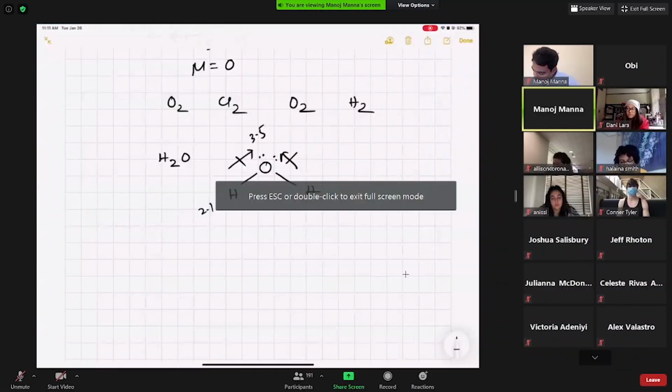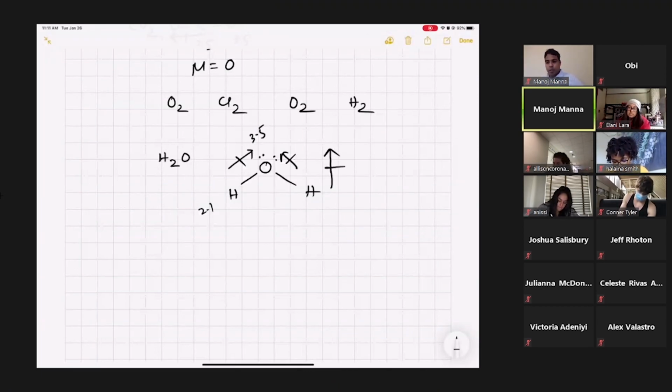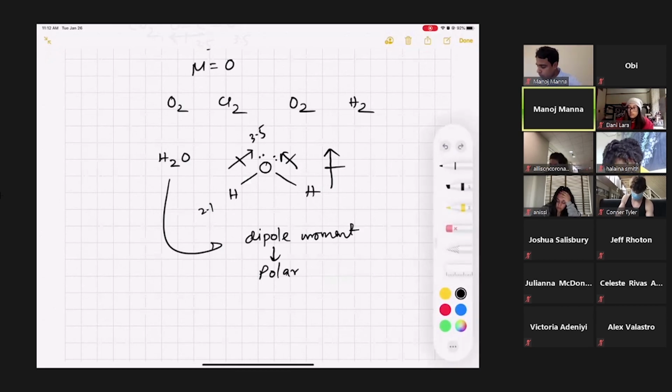And this direction you have. So ultimately, combining these two bonds, the resultant dipole moment is in this direction. That means this water molecule has a dipole moment, right? So dipole moment, and whenever you have a dipole moment, that's what we call a polar molecule. Okay, so that we call a polar molecule.